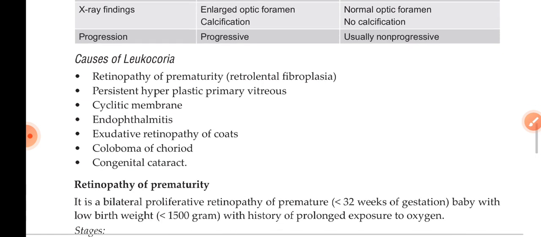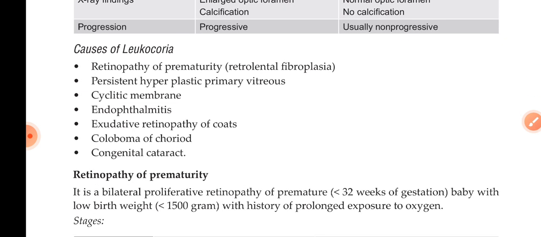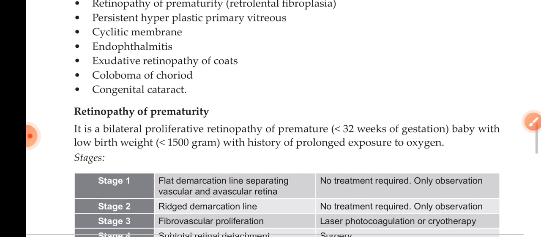Causes of leukocoria, one of the important viva questions also. Retinopathy of prematurity, that is retrolental fibroplasia. Persistent hyperplastic primary vitreous. Cyclitic membrane. Endophthalmitis. Exudative retinopathy of Coats, that is Coats disease. Coloboma of choroid and congenital cataract. Okay, most commonly you remember congenital cataract, it is very easy, and endophthalmitis is also easy, and retinopathy of prematurity. Okay, these three you can remember. Coloboma of choroid is also easy.